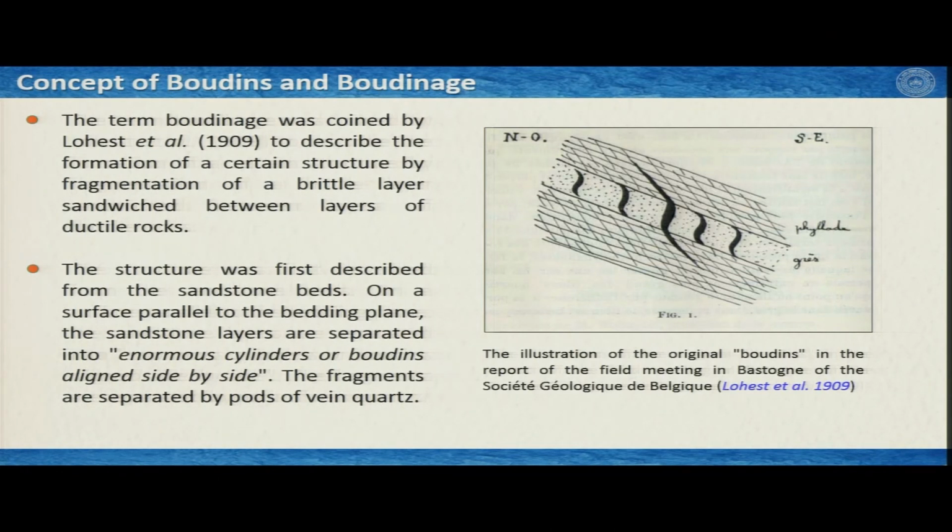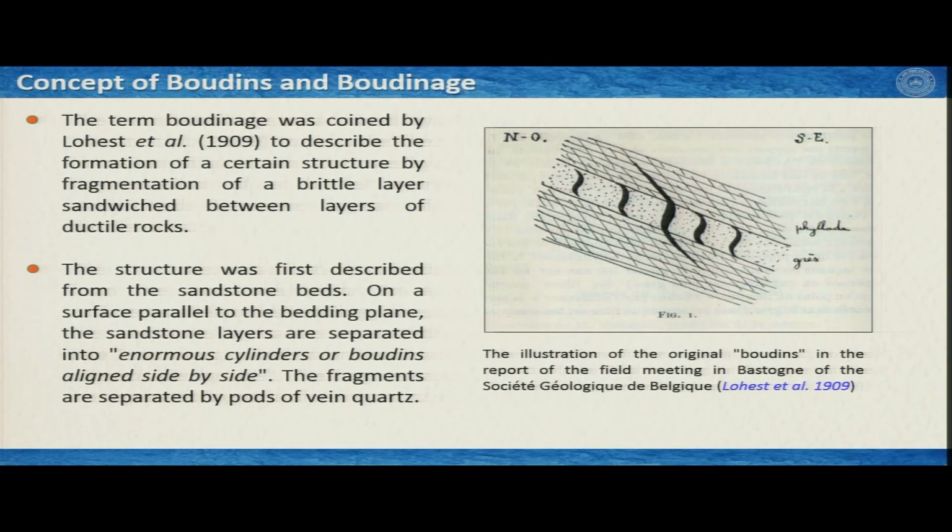So, in plan view, that is on the surface parallel to the stratification plane, he described it this way: the sandstone beds are separated into enormous cylinders or Boudins aligned side by side, and the fragments are separated by pods of vein quartz. Now, Boudin is a French term that generally describes sausage, or to be very specific, blood sausages, if you have seen it. We will see these structures very soon.